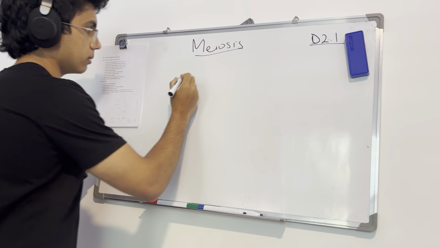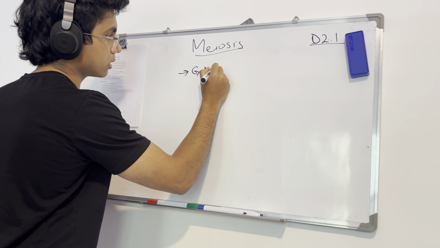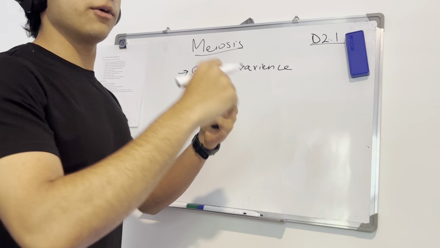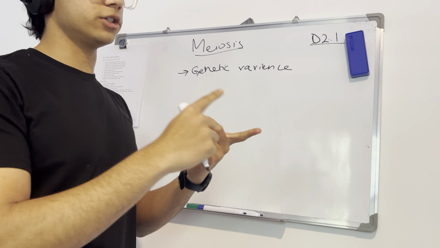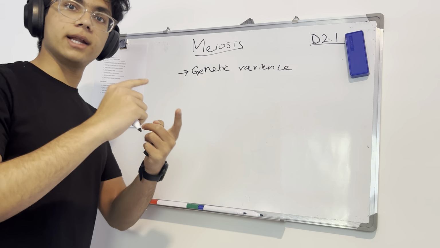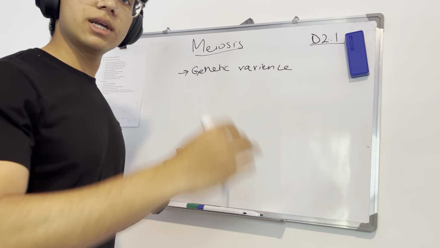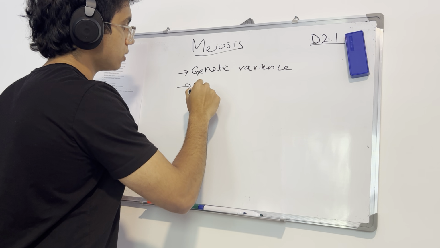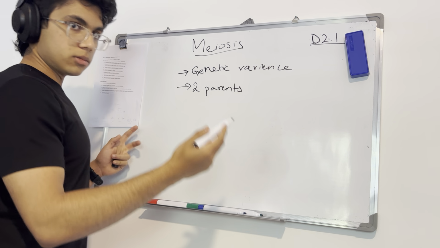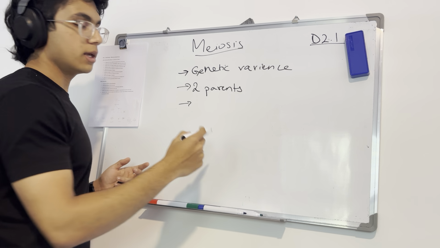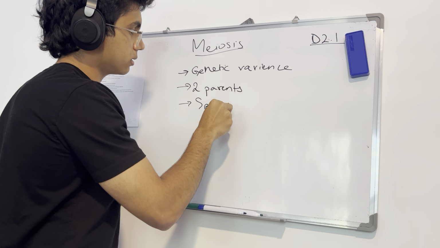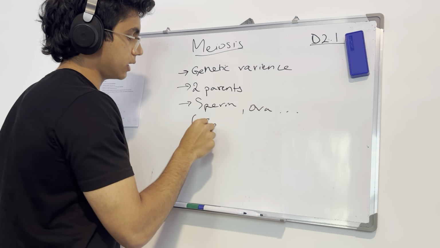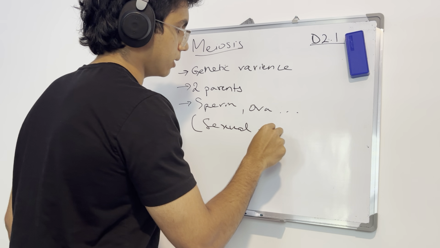Let me erase this and quickly write down the importance of meiosis. So what are actually the main reasons for meiosis? So genetic variants, so that not everyone is just the same, because otherwise, say you had a plant population that wasn't reproducing sexually, and every plant had the exact same genetics, a singular disease could wipe them all out. And we look at that actually in ecosystems. And then we also have it as being two parents, which is a similar concept. And where it happens is sperm and ova, but in a nutshell, sexual reproduction.